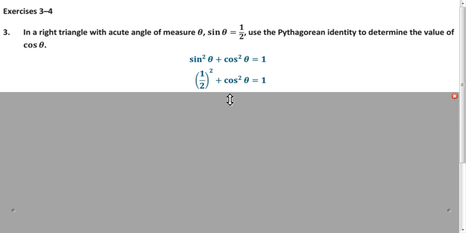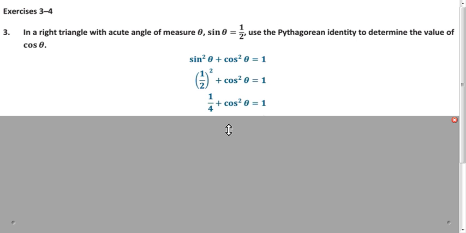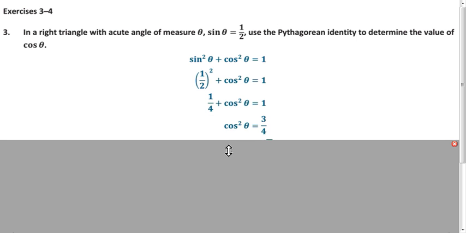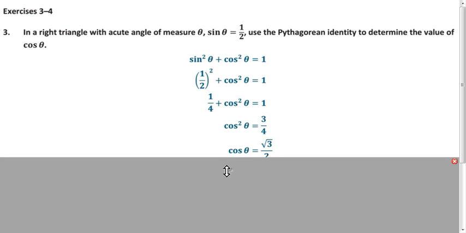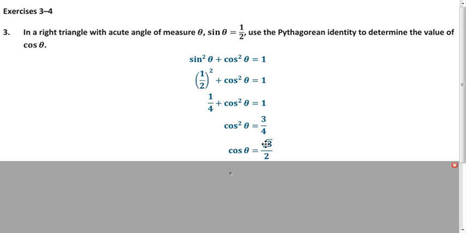And now it's just Pythagorean theorem, or just solving the formula. So that's 1/4. So cosine of theta squared is 3/4, right? Subtract that 1/4 from both sides. Take the square root of both sides. Square root of 3 doesn't simplify, and square root of 4 is 2.